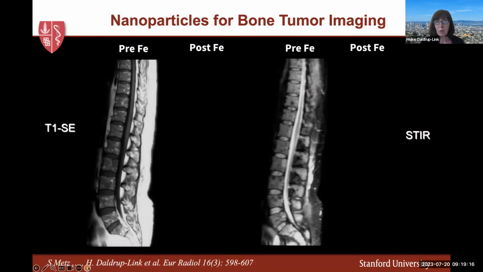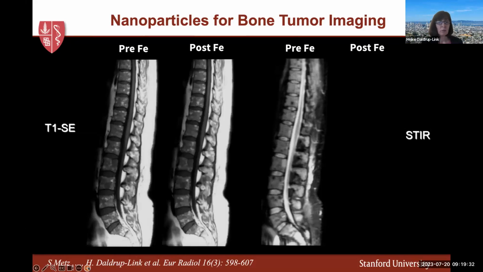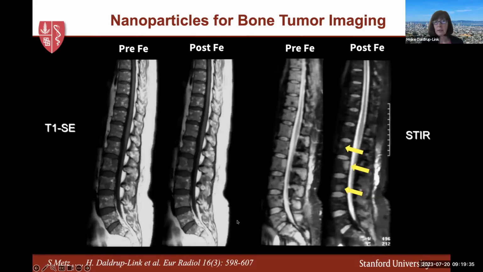The same principle also applies to lesions in the bone marrow. Here you see a patient with lymphoma and a highly cellular bone marrow. You can also see that the patient has a focal lesion here. And these are the iron oxide nanoparticle enhanced scans. And now you can see these focal lesions much better.